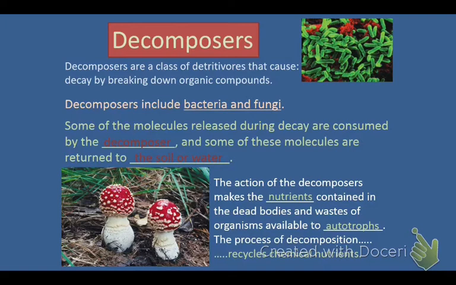And this is what we'll be talking about when we come back from break. Come back from break, we're going to talk about carbon cycle, nitrogen cycle, phosphorus cycle, and water cycle, the biogeochemical cycles. And obviously all of these cycles happen because of autotrophs, heterotrophs, and detritivores.